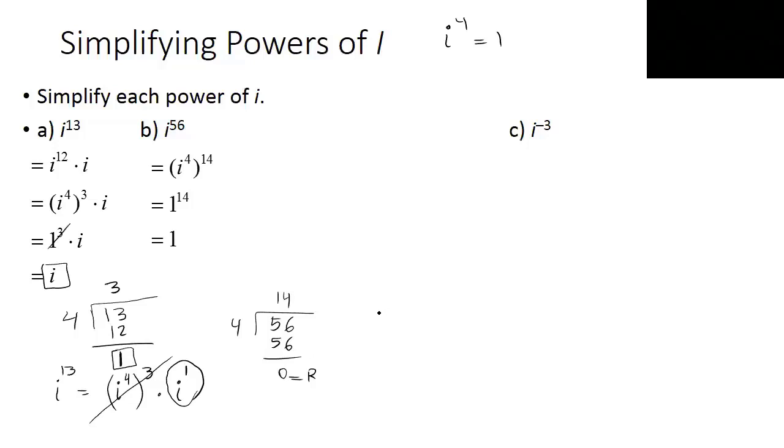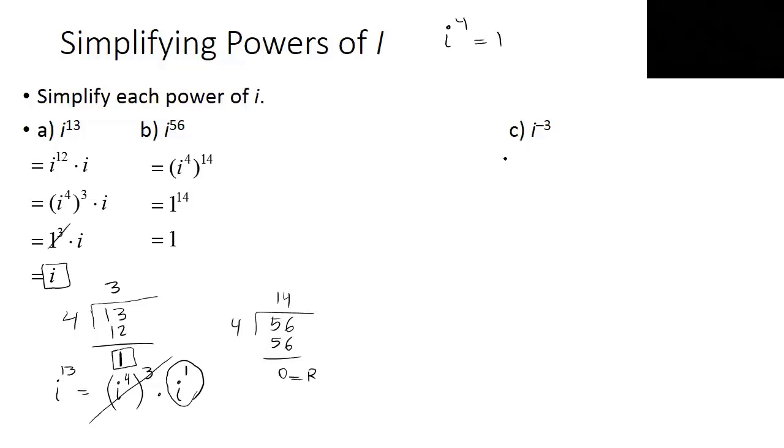What if the remainder is 3? The whole thing would be equal to i to the power of 3. What is i to the power of 3? It would be i squared times i, which is negative 1 times i, so the whole thing would be equal to negative i. Remember, we either get plus or minus i, or plus or minus 1.